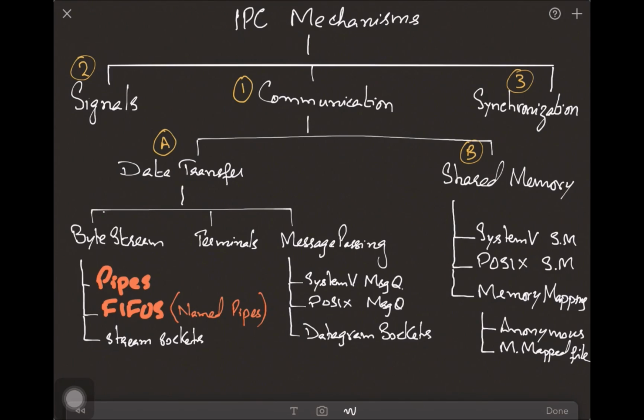The shared memory is basically the same mechanism that I have just said, that the two processes share the user address space between them. It can be implemented using System 5 shared memory API or the POSIX shared memory API. It can also be implemented using memory mapping, which is further divided into two categories: anonymous memory mapping or memory mapped file I/O.